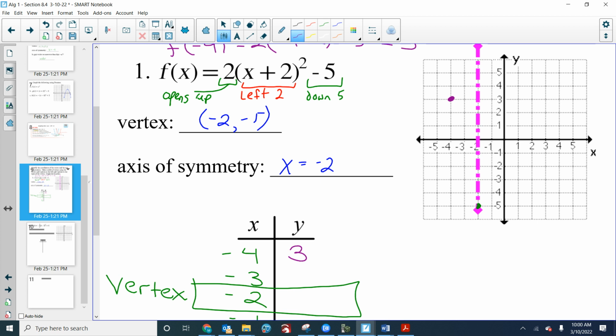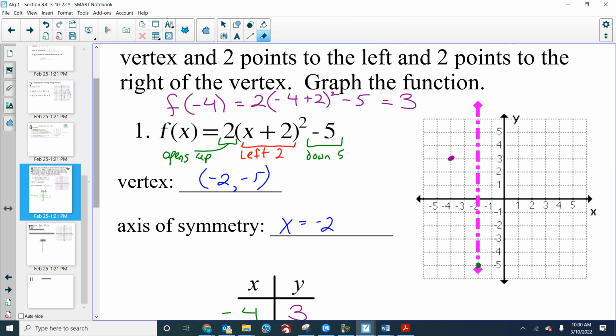Now we're going to plug in -3. Do you guys understand how we're doing this? -3 plus 2. -1. When we square it, we get +1. -1 squared is +1. Times 2 minus 5. -3.